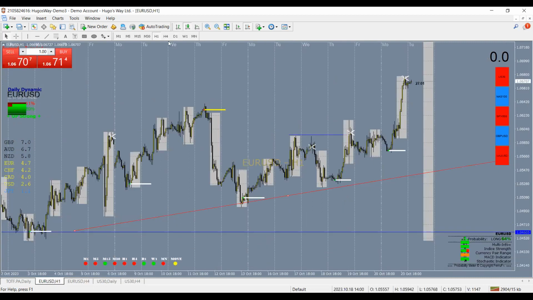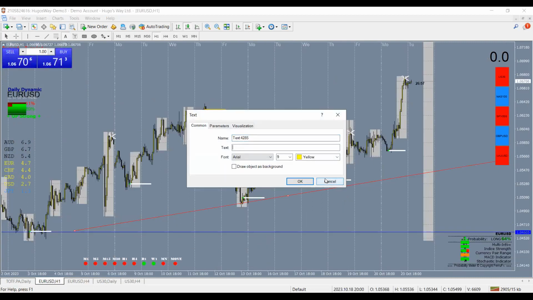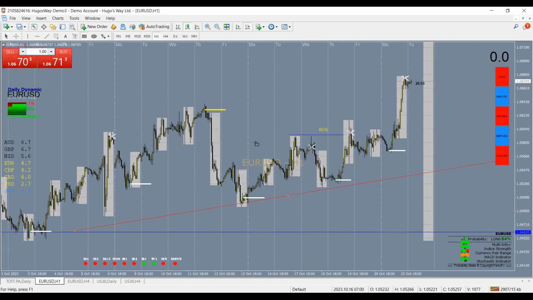I'll even write how I would do it. This is BOS, right? So we have your high. We have a mixture of our sellers and our buyers. Buyers stopped out the sellers. So right here, we can't chase.